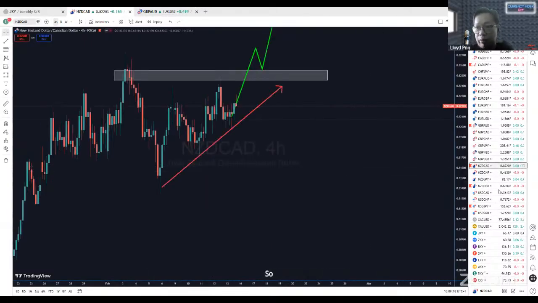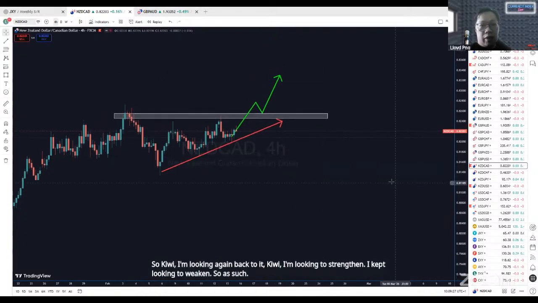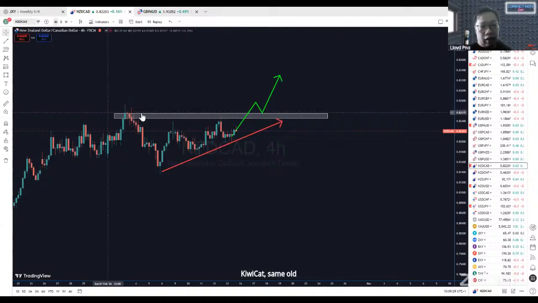So Kiwi, I'm looking, okay, again back to it. Kiwi, I'm looking to strengthen, and Cat looking to weaken. So as such, Kiwi Cat, same old story. Nice looking level. You can see that touches 1, 2, 3.